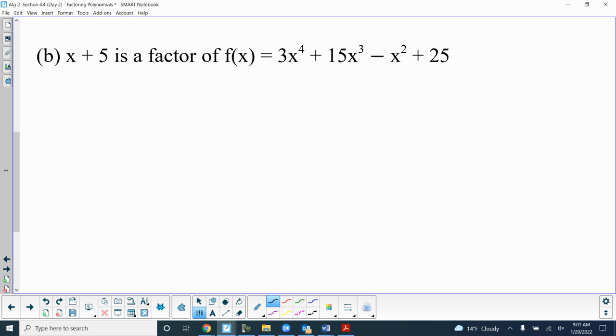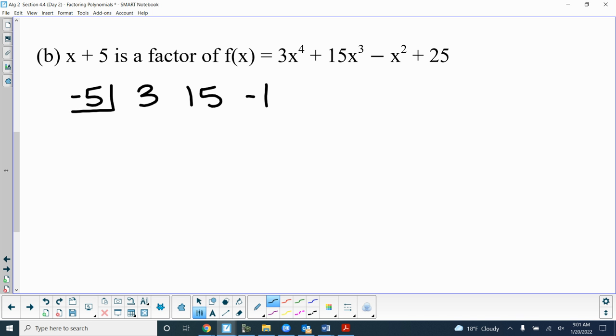All right. Is it a yes or a no? Yeah, it's a yes. You guys agree? I agree. All right. So what goes in my corner? -5. -5, right? We all okay with that part? Because when we set x plus 5 equal to 0, we get -5, right? So I got a 3 for the x to the 4th, 15 for the x cubed, -1 for the x squared, nothing there for the x.